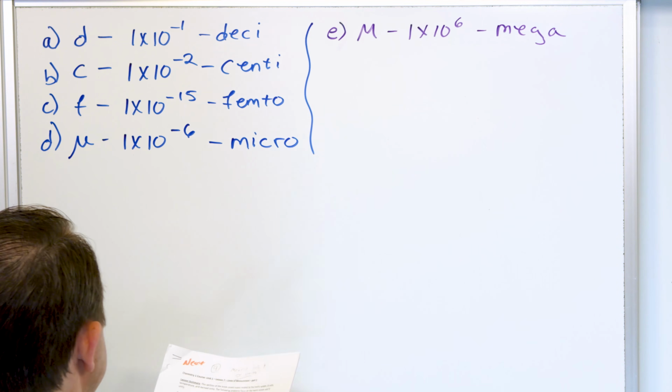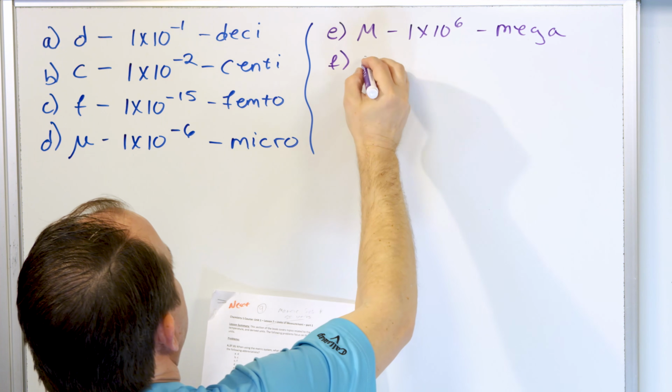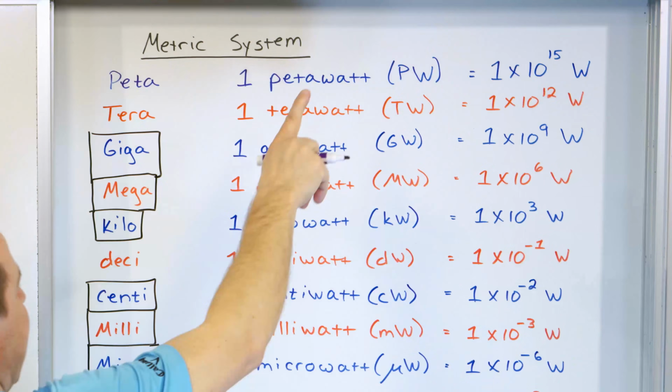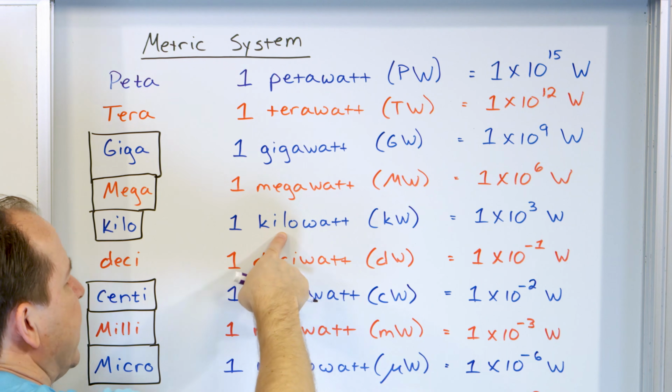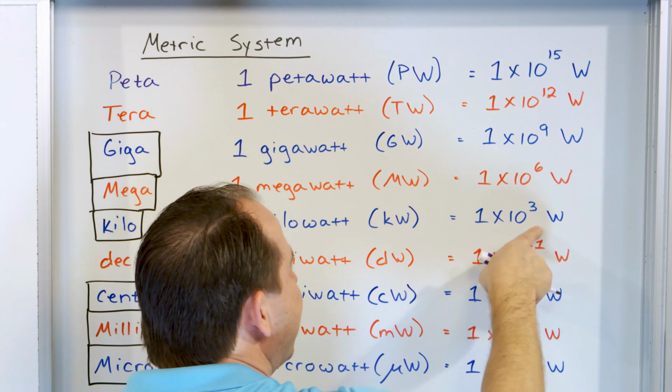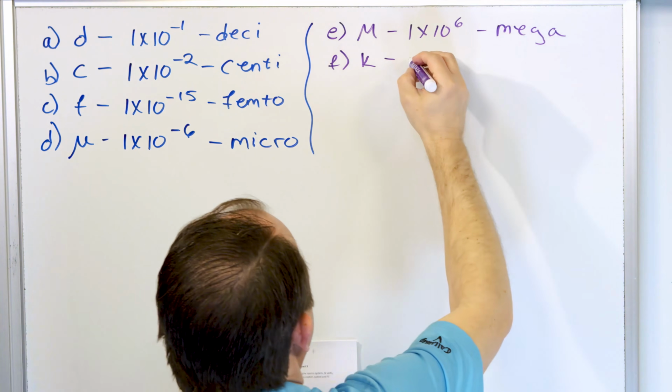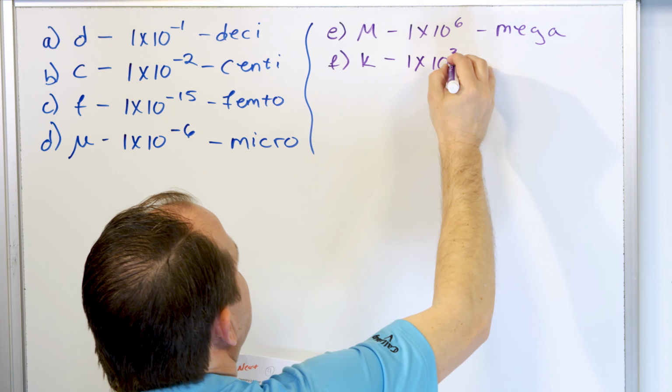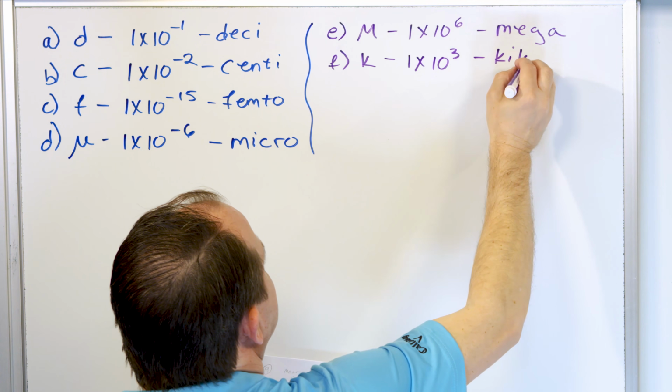Okay. Next, we have the prefix K. We go down. K stands for kilo, kilowatt, kilometer, kilosecond, things like that. It's 1,000 times bigger, 1 times 10 to the power of 3. 1 times 10 to the power of 3, and that's kilo.